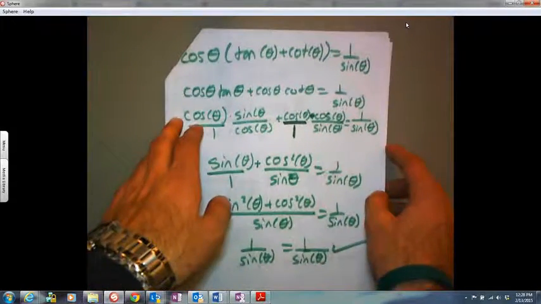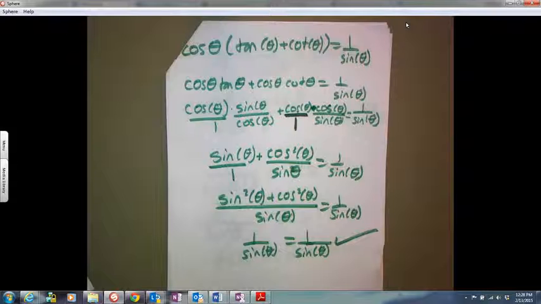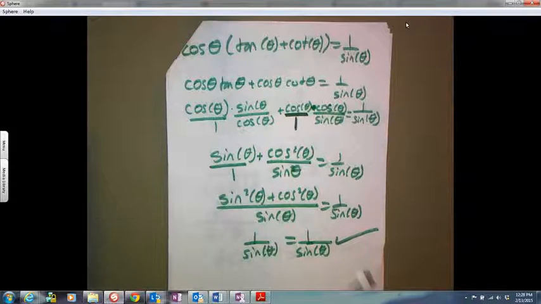Here's what we get. Some of you may have simplified inside here first and then distributed the cosine. That's fine. Not a problem. Either way works. Any questions on this proof?